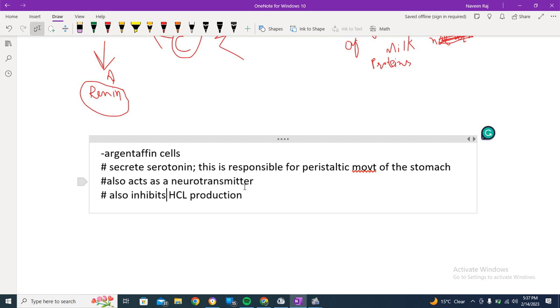Now, congrats, we are done with the major section of the mucosa layer. Probably in the next video we'll be talking about gastric cells, which are also present, the chief cells.